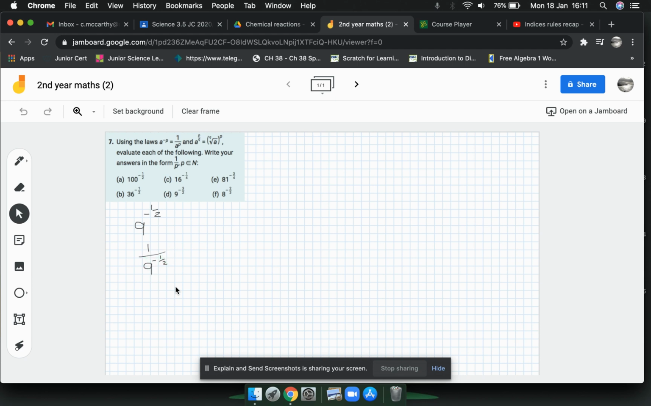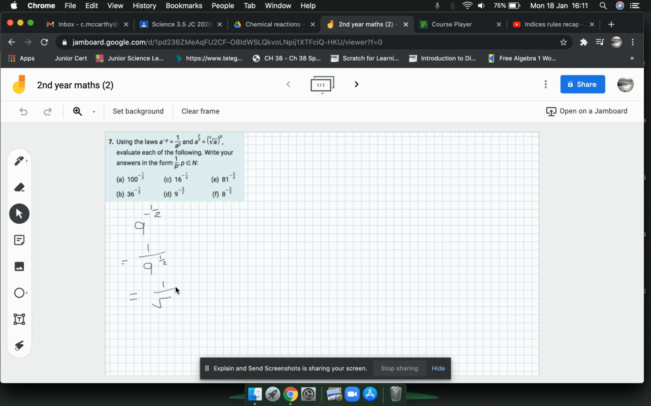Or rather, not minus a half now, we just change it from a negative to a positive. So it's now equal to 1 over 9 to the power of a half, which is the same as 1 over, now, 9 to the power of a half. Automatically at this stage you should know that that is the square root of 9. So therefore it's 1 over 3 is my value.